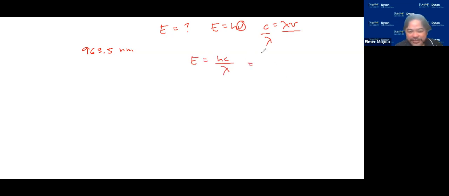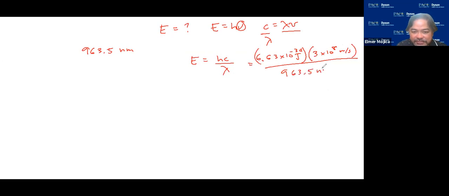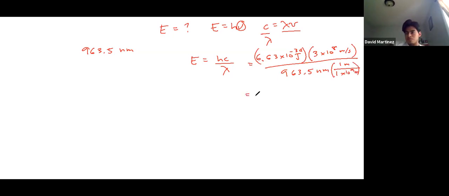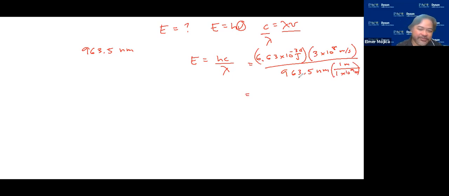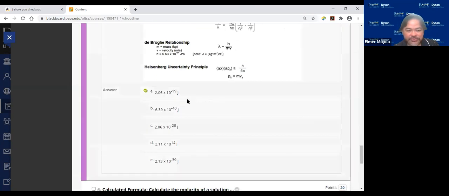And all we need to do, okay, this is given, if I'm not mistaken, 6.63 times 10 to the negative 34. And then c is 3 times 10 to the 8 meters per second. And we divide it. So this is the thing. This is 963.5 nanometer. So we need to convert that to what? Meter. So if you're going to do the calculation there, you have a unit that is in joules. And if you have that, I think the correct answer that you have there is this one, 2.06 times 10 to the negative 19.